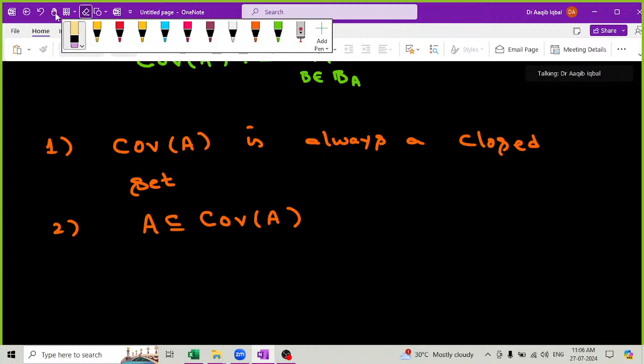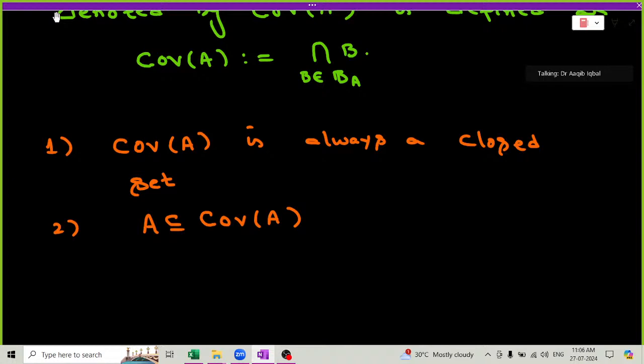And if that happens, we deal with such sets in a different category. We call such sets admissible sets. A set is said to be admissible if it is equal to its cover.